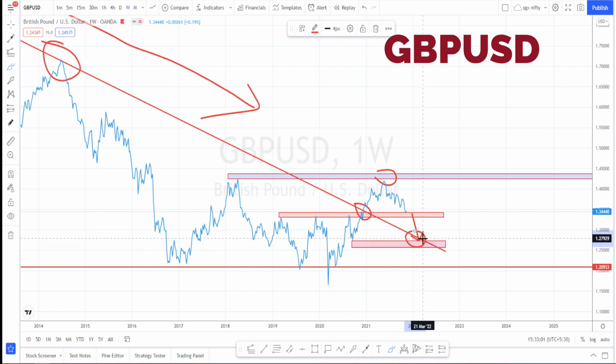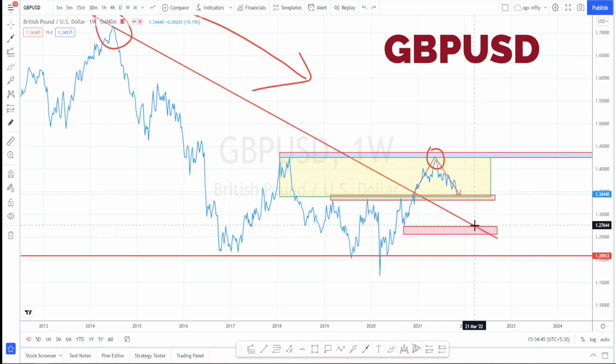So I'm expecting if it comes still further to this level, we can expect a bounce back to happen, retest on the resistance level over here. But presently, it is trying to break this level. So let us see if it manages to break this level. Let us do the analysis in daily time frame.